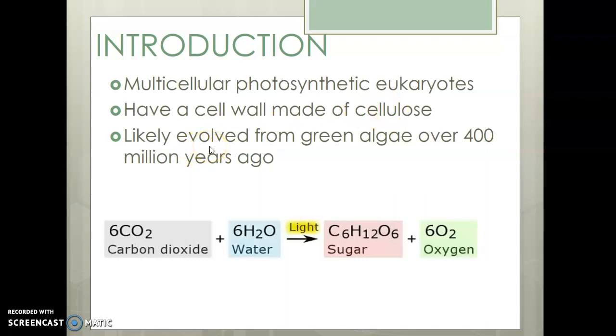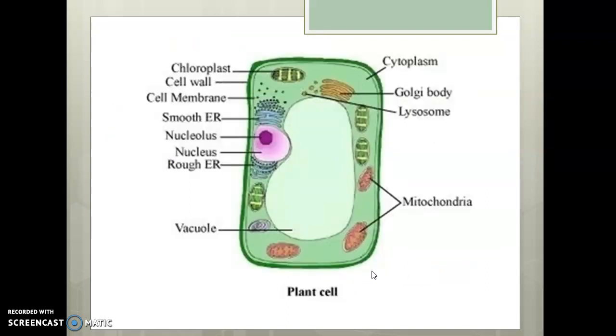Plants likely evolved from green algae, scientists think, over 400 million years ago. Don't forget, this is your photosynthesis chemical reaction. We've studied this already. But plants take in CO2 and water, and with some sunlight, they can make carbohydrates or simple sugars, and they give off oxygen.